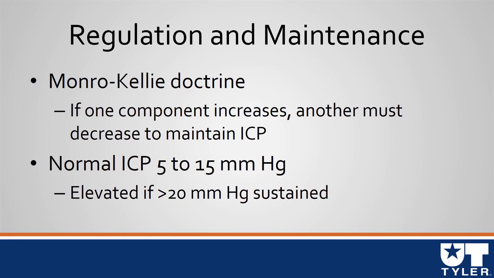The ICP can be measured in the ventricles, the subarachnoid space, the subdural space, the epidural space, or even the brain tissue using a pressure transducer. Normal intracranial ICP ranges from 5 to 15 millimeters of mercury. A sustained pressure greater than 20 millimeters of mercury is considered abnormal and must be treated.